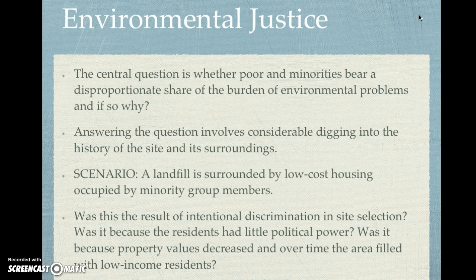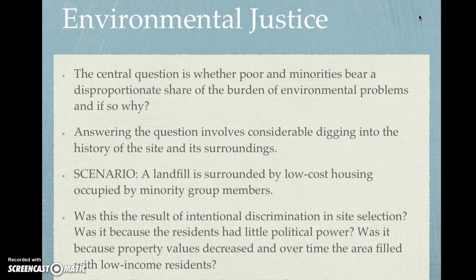So, what are the questions you're going to ask when you have to dig around into the history of the site and its surroundings? Was this the result of intentional discrimination in site selection? Was there already a predominantly minority, low cost housing development, and the political power said, well, we're going to put the landfill there? Is that what happened? Or was it because the residents had little political power to stop what was coming, where they just couldn't advocate for themselves enough to say, don't put it here?